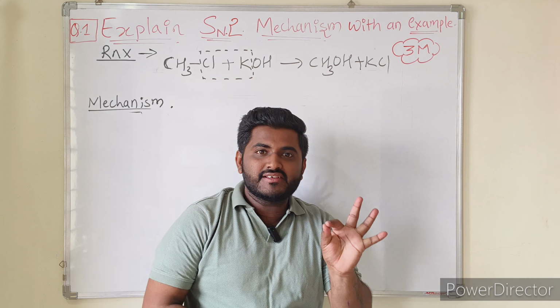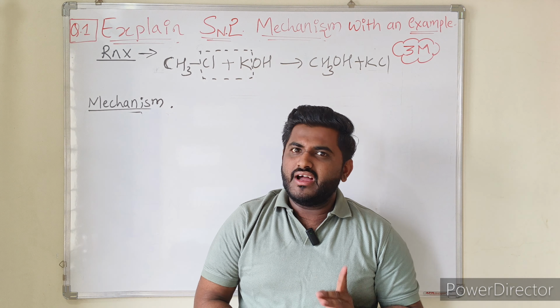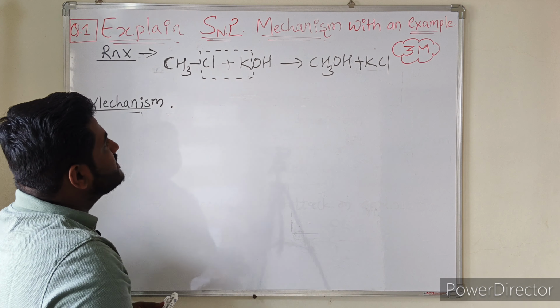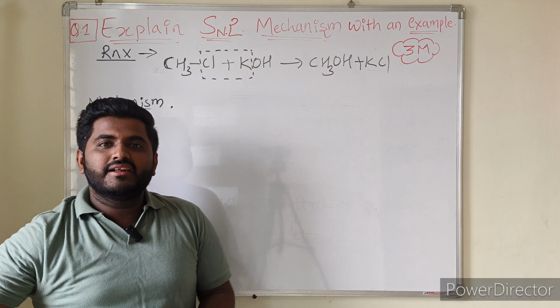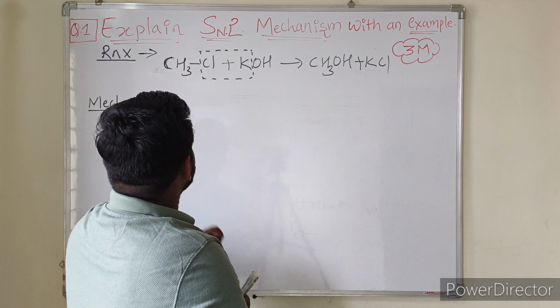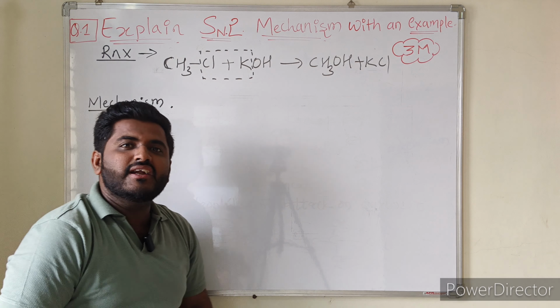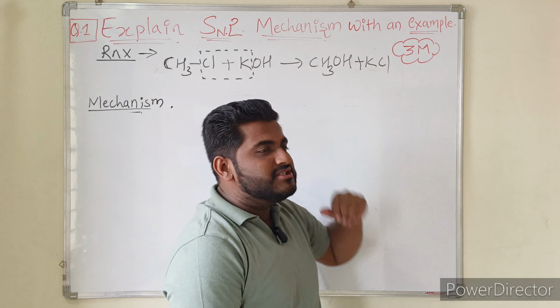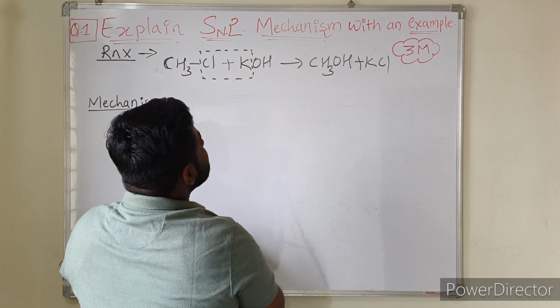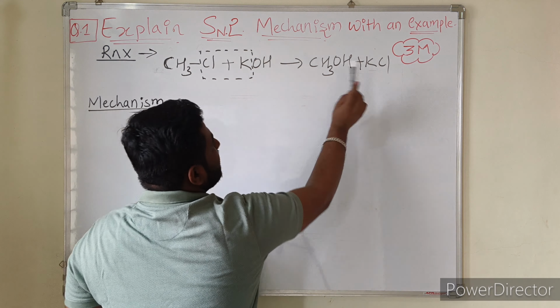Now out of SN1 or SN2, definitely they will ask one question for annual examination for 3 marks. Explain SN2 mechanism with an example. So here I have taken methyl chloride. CH3Cl means methyl chloride, which is converted into methanol. So carefully observe, KCl is eliminated.